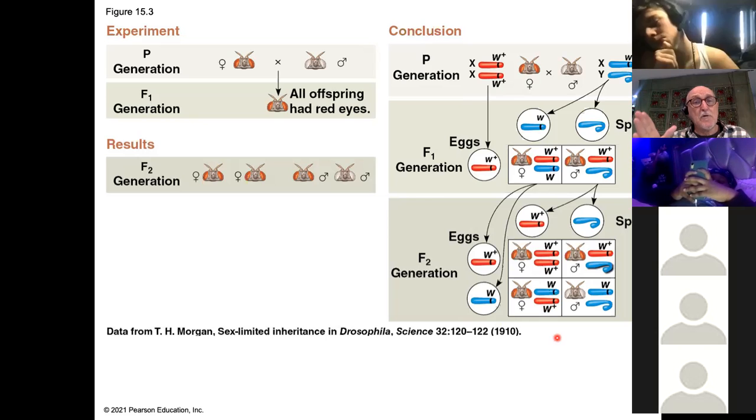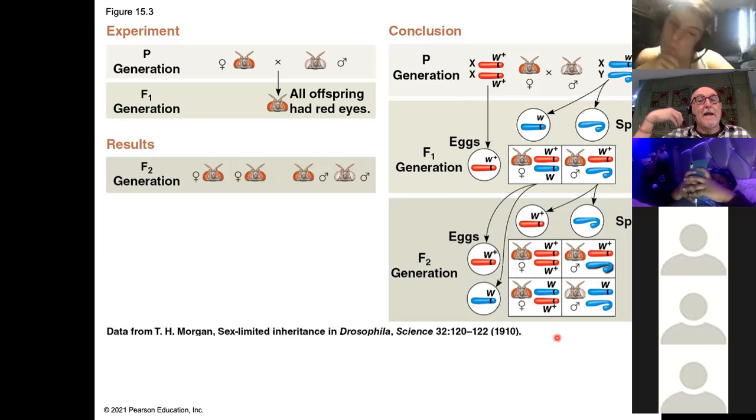So this is conclusive proof that genes are carried on the sex chromosomes. And it's also conclusive proof that these sex chromosomes are what determine the sex.